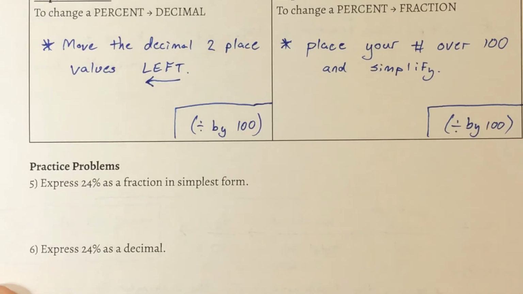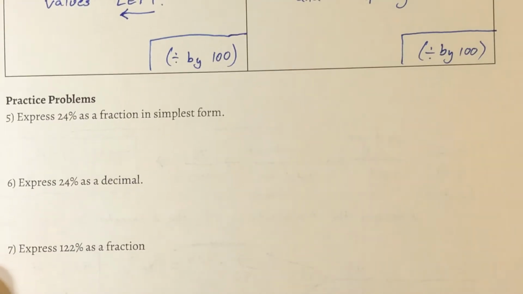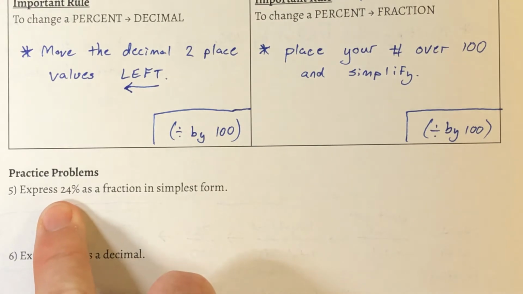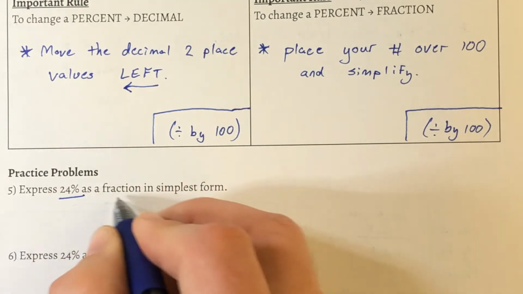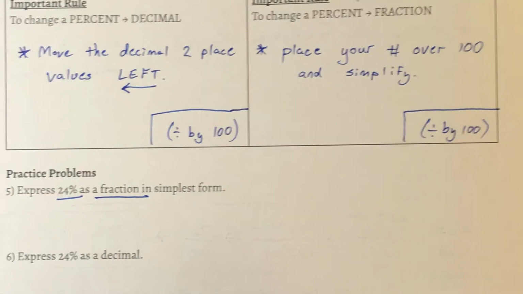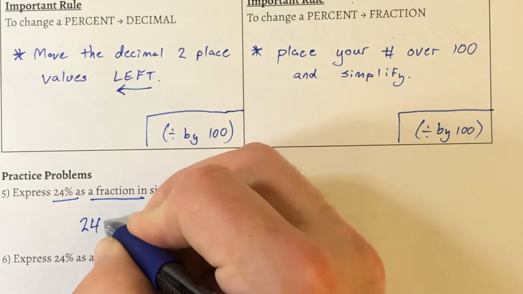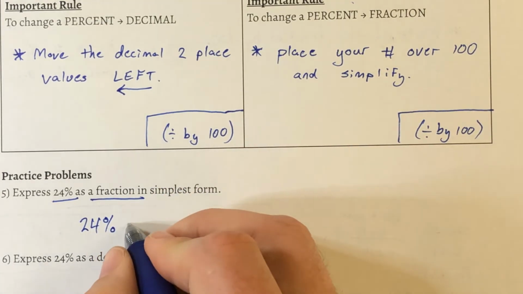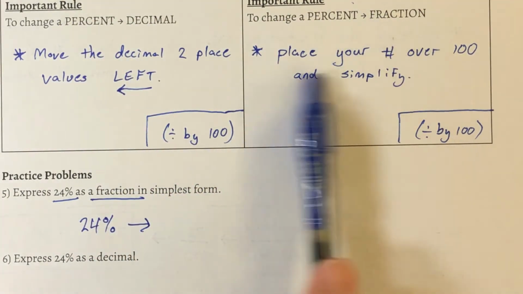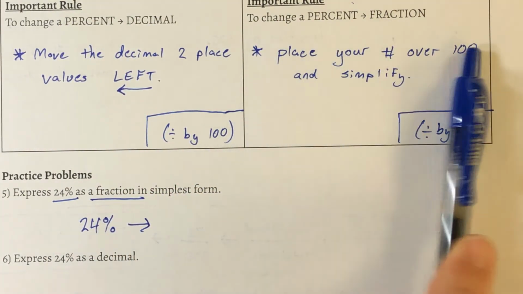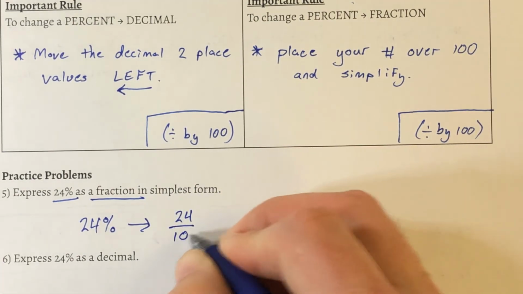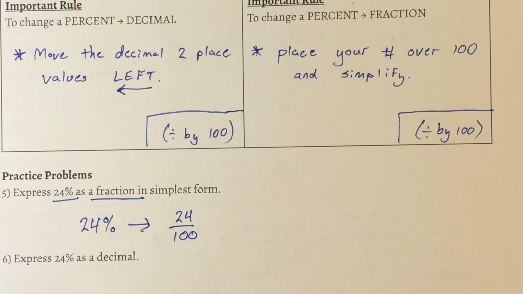All right, let's do some practice problems. Our first practice problem, we're going to express 24% as a fraction in simplest form, always, even if it doesn't say simplest form. So 24%. Our rule says we're changing it to a fraction. Place your number over 100. So I'm going to place 24 over 100. Voila, it's a fraction. But I'm not finished. You must simplify.